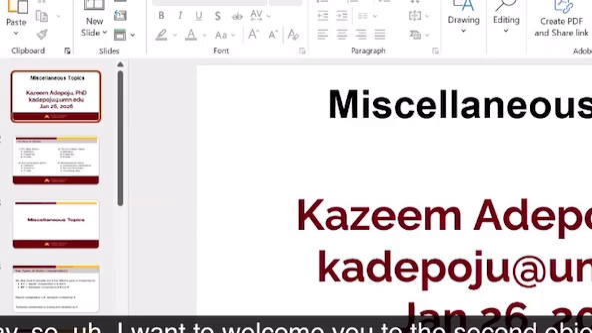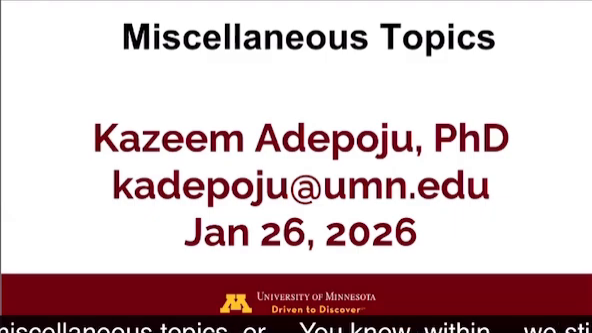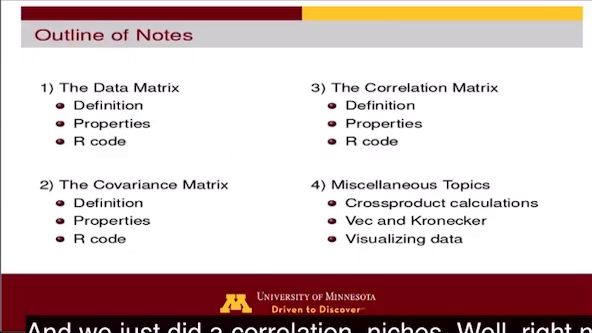Okay, so I want to welcome you to the second objective of the day. This is actually a call of miscellaneous topics. We still have this within the data matrix, the correlation matrix, and the covariance matrix that we started. Of course, in this outline, we've already achieved the data matrix. I've walked you through the covariance matrix, and we just did a correlation matrix. But right now, we want to talk about miscellaneous topics.